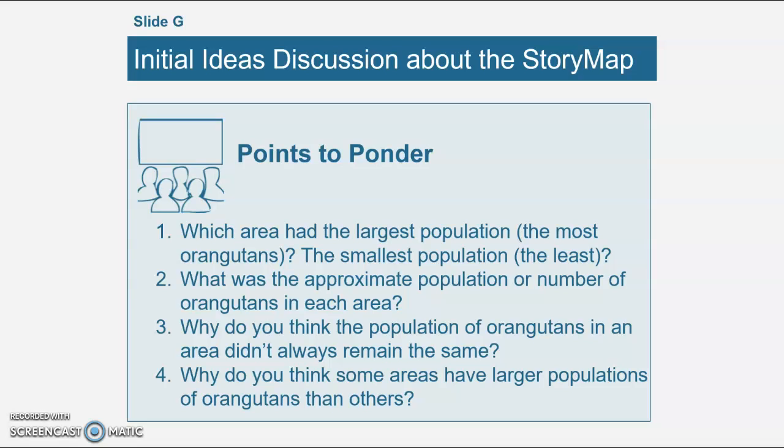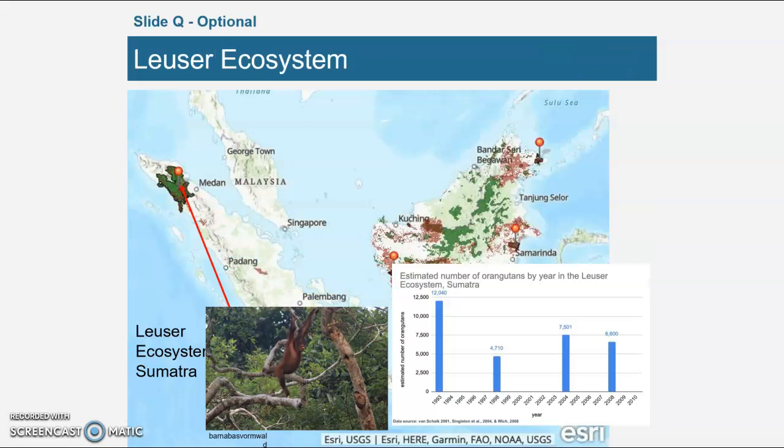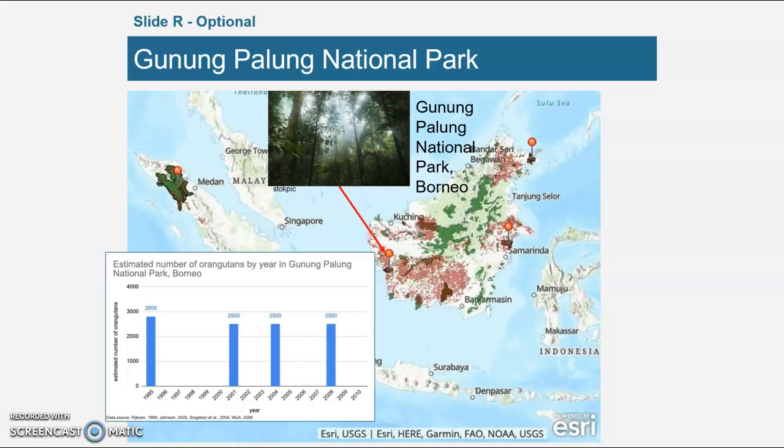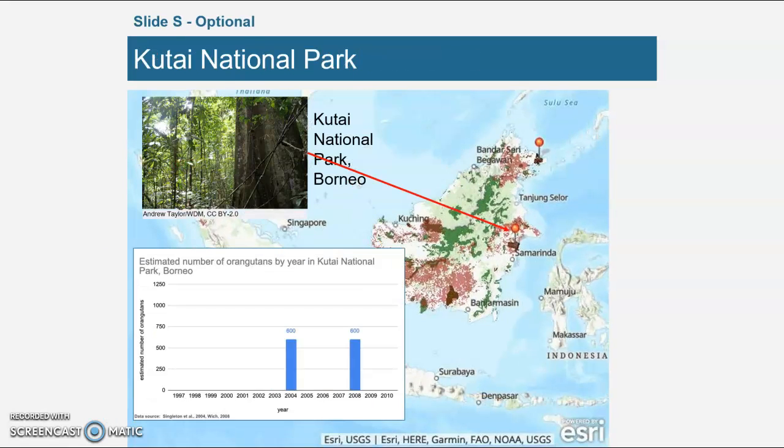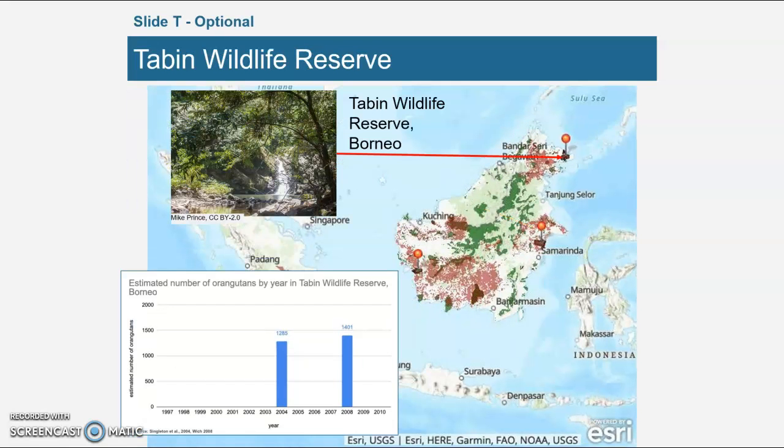Okay, of the 4 places, which one had the largest population and which one had the smallest? If we were to go back to those 4 locations, here's the first one. The most current population data point was from 2008 at 6,600. Here's the second one, 2,500. Here's the third one of 600. And here's the fourth one, 1,401.